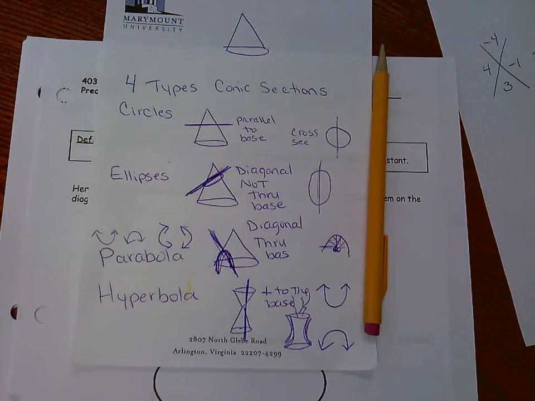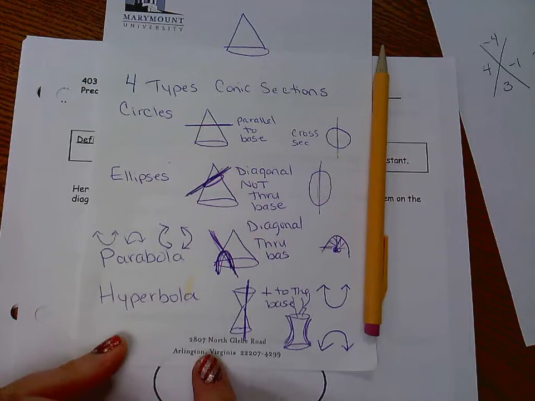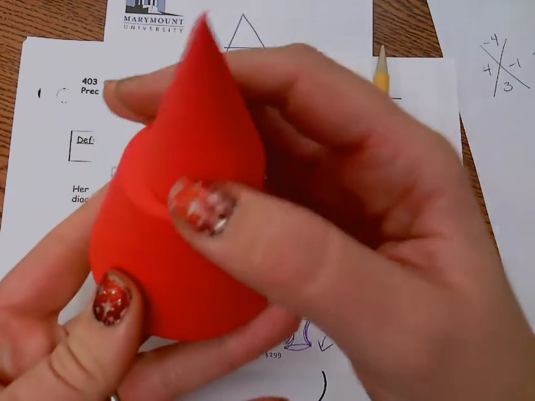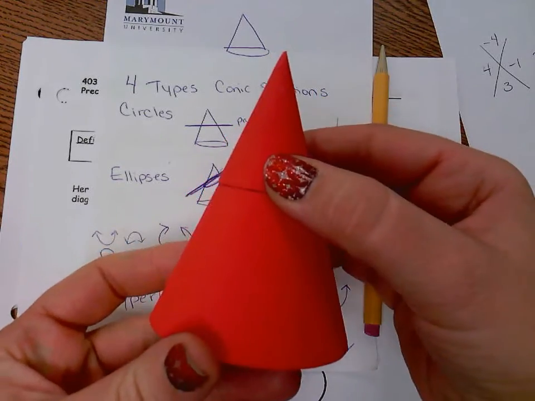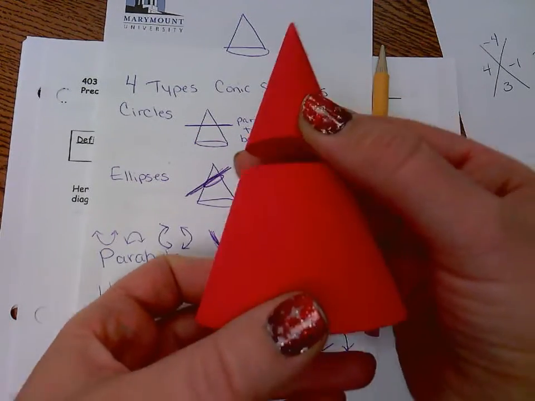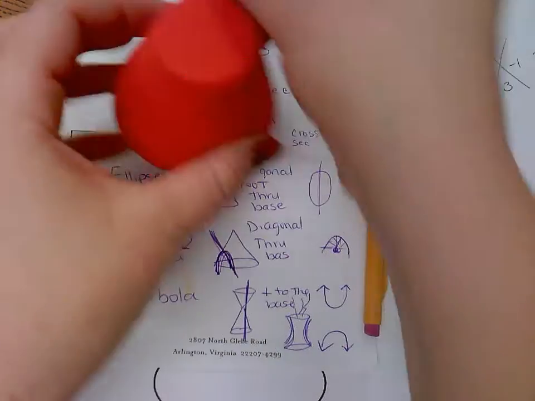So I have my manipulatives with me today. I wanted to just show you what I talked about last time, those four types of conic sections. Here is the first one that we talked about yesterday. It's a circle. Remember I said it's by cutting the cone parallel to the base. See how that's parallel to the base? And when I show you the cross section, it's going to make a perfect circle.